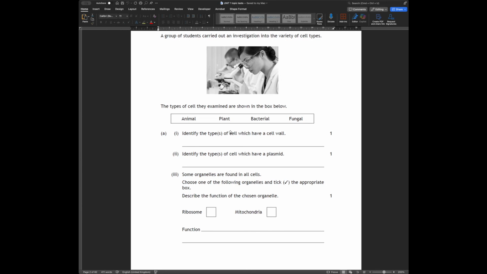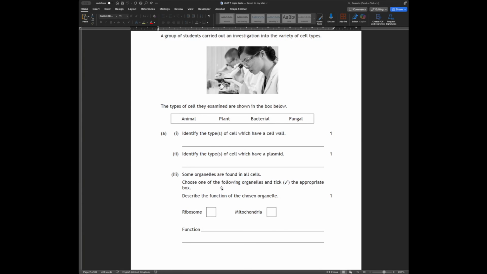So if we think back to learning about the structures, they all had a cell wall apart from the animal cell. So you should be writing down for your answer here, plant, bacterial, and fungal. Okay, plant, bacterial, and fungal. Identify the type of cell which have a plasmid. Okay, so the type of cell which has a plasmid is the bacterial cell, only the bacterial cell as well. So we pop that in here.